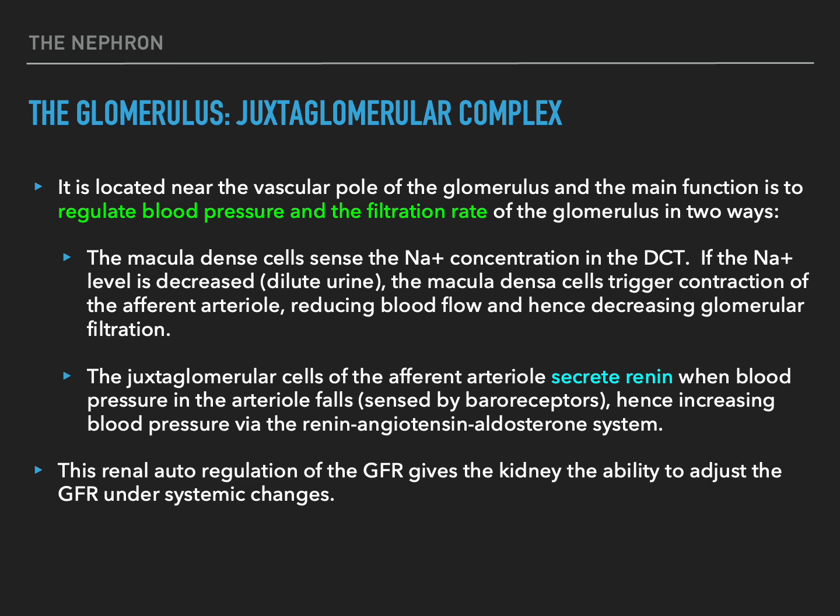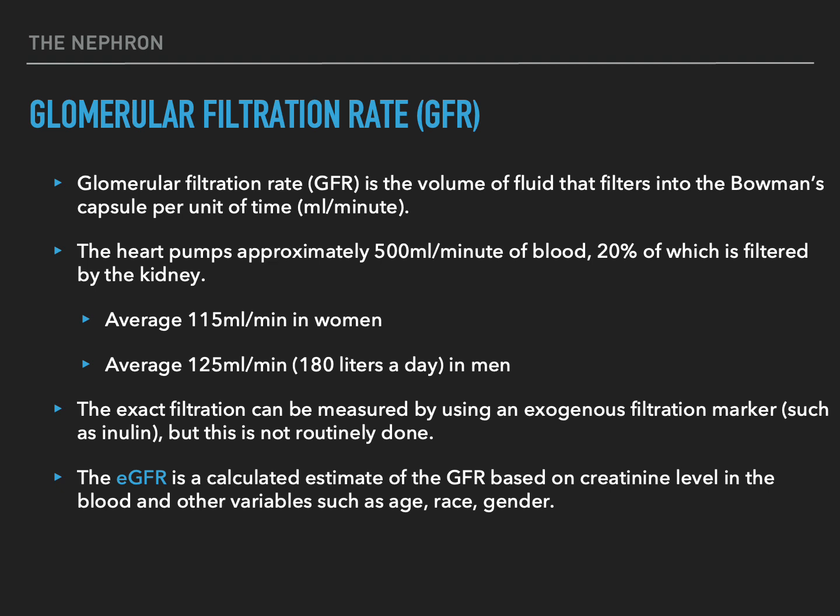So you can see how this renal regulation of the GFR gives the kidney the ability to adjust the GFR under systemic changes. Let's look a little deeper into what the glomerular filtration rate is that we use as clinicians, and this is a value that we can get from a basic metabolic panel. The glomerular filtration rate is the volume of fluid that filters into the Bowman's capsule per unit of time. This is milliliters per minute.